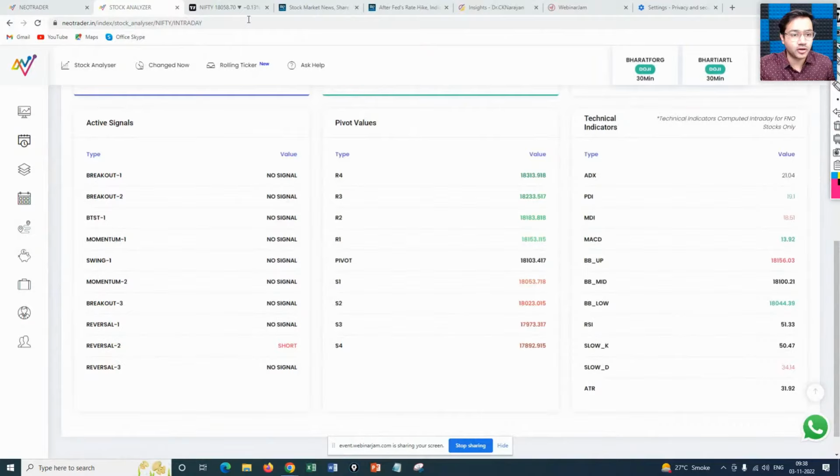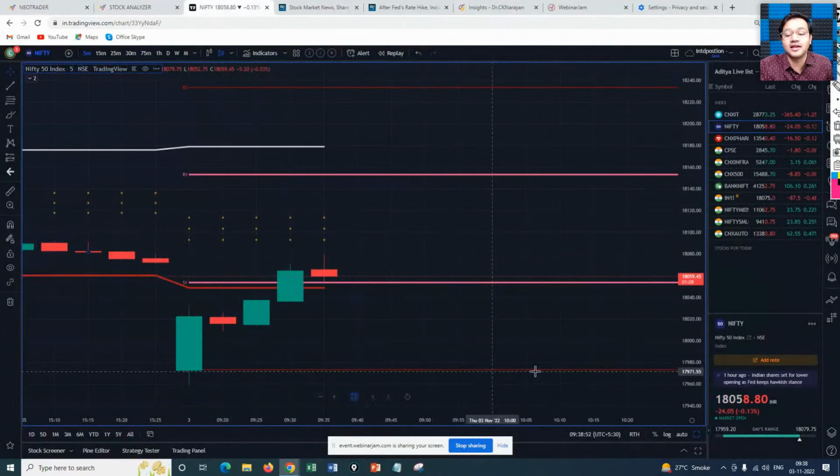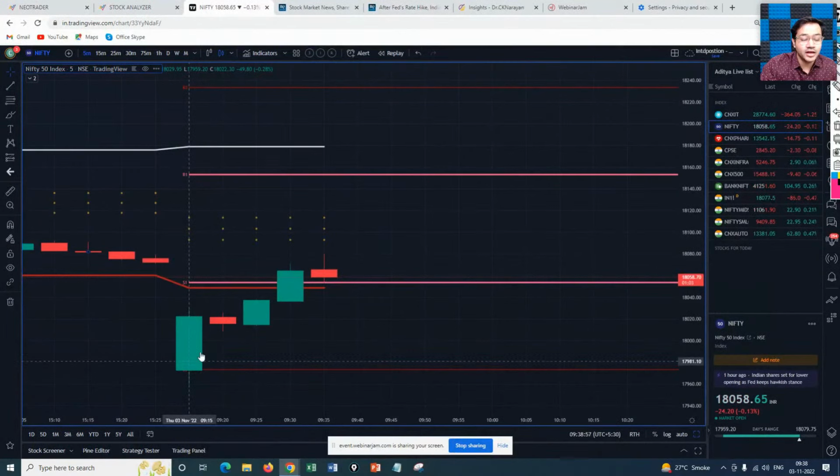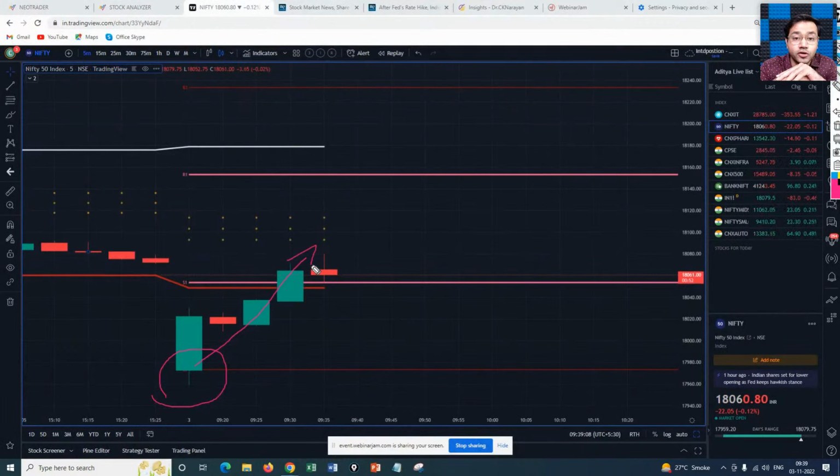Because if I go over here, I can see ye jo line dikh raha hai, this is the S3 level, 17973. You can see there was a gap down. It took support exactly here at this point, S3, and wahan se it has started moving up. Okay, so that is why it is very important to mark out the support resistance level and play the market according to that. Okay, same thing you can do in the bank nifty also.